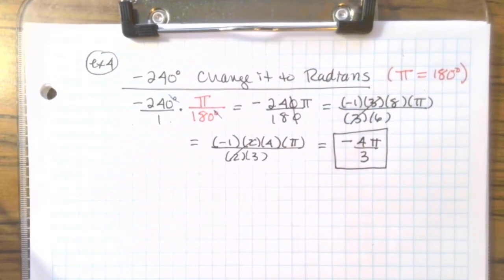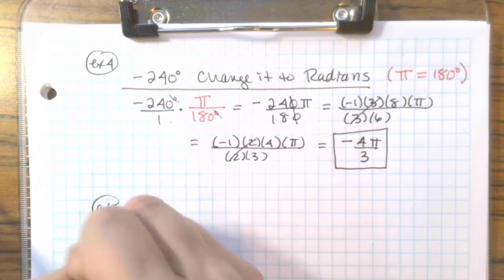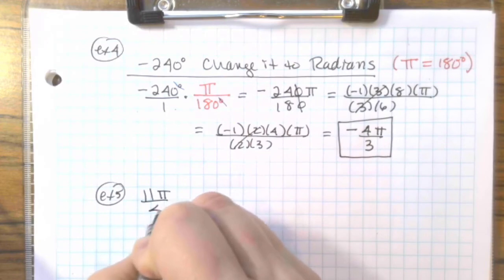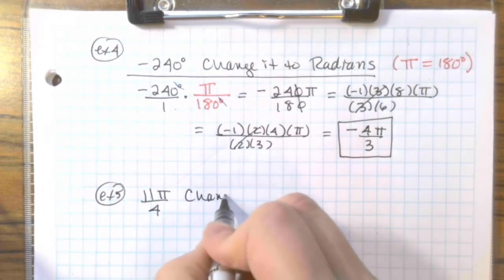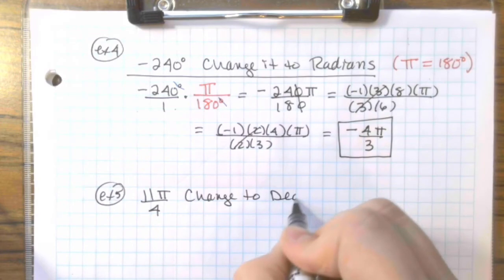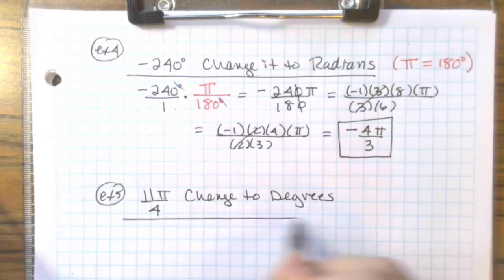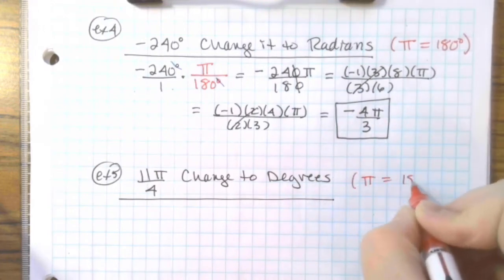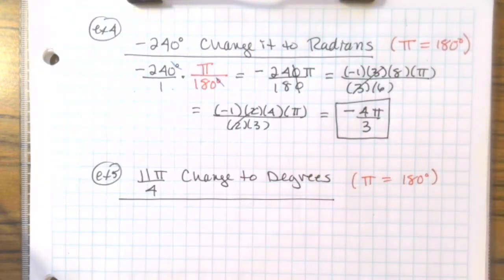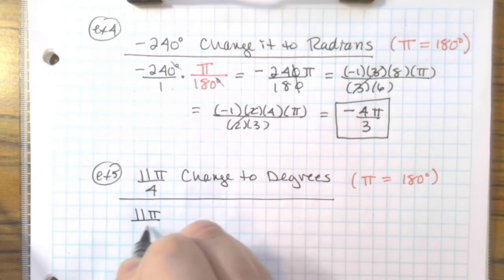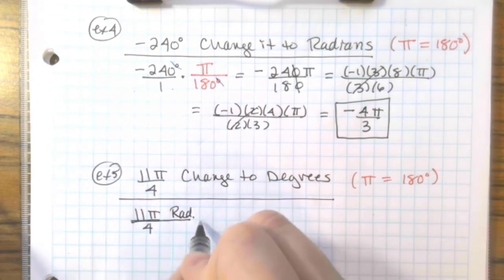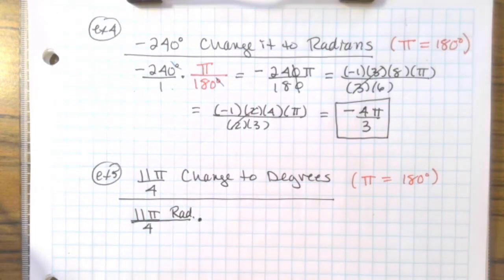All right, let's go backwards then. Last one. Given an angle 11 pi over 4, we're going to change to degrees. All right, so the conversion fraction is the same. Pi radians still equals 180 degrees. Now this is already a fraction, so you can just go 11 pi over 4. If you want to write the word radians or rads in there to see where it's at, it's actually on the top of the fraction.